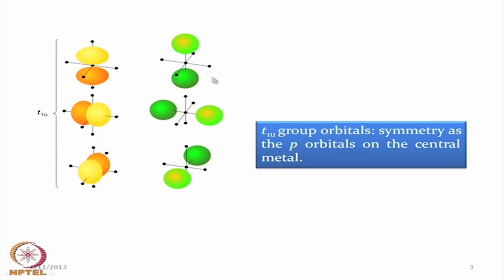Similarly, the SALCs, that means the symmetry adapted linear combinations of the different available orbitals on the ligand atoms, are also 6 in number. So, 6 plus 6, 12 orbitals are involved in the molecular orbital formation for sigma bonding.